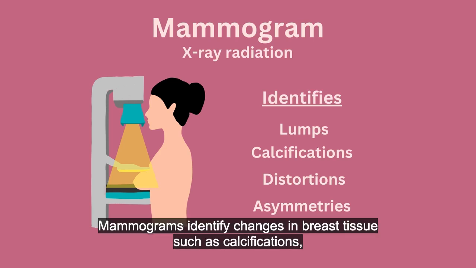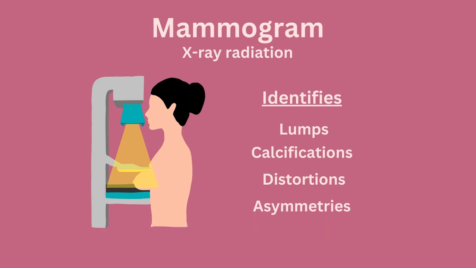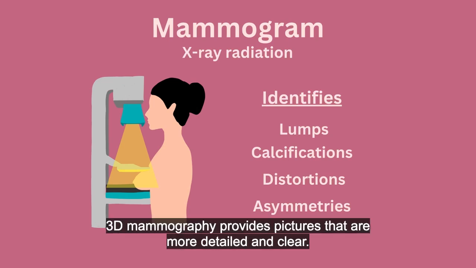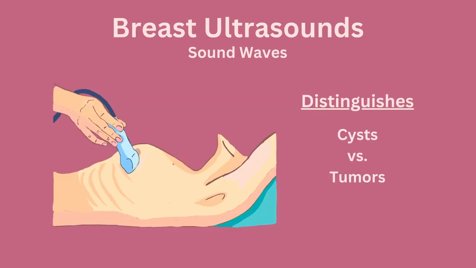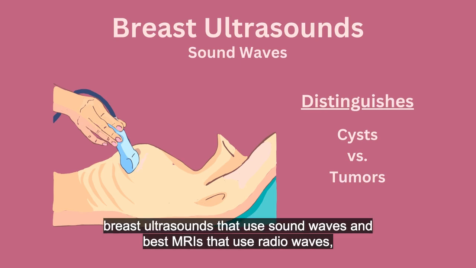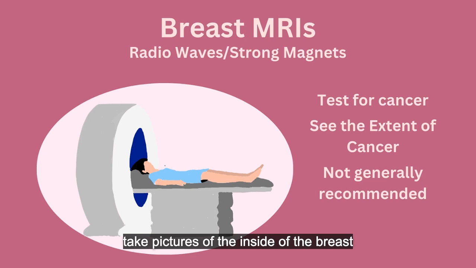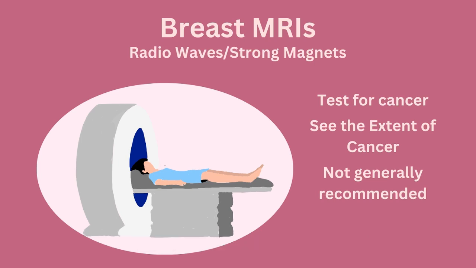The most common screening test is a mammogram, low-dose X-ray radiation of the breast. Mammograms identify changes in breast tissue such as calcifications, masses, asymmetries, and distortions. 3D mammography provides pictures that are more detailed and clear. In addition to mammography, breast ultrasounds that use sound waves and breast MRIs that use radio waves take pictures of the inside of the breast and distinguish between cysts and tumors.